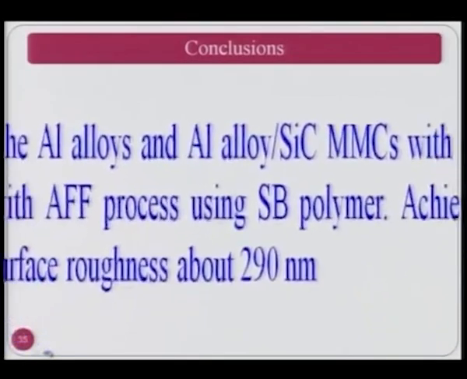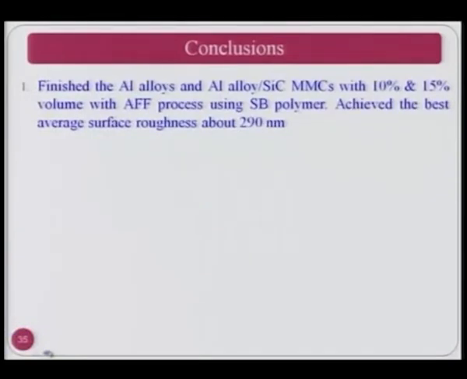Conclusions. Finished aluminum alloy and aluminum alloy silicon carbide metal matrix composites with 10% and 50% volume with the AFF process using SVR polymer. The results have been presented in this talk and achieved the best average surface roughness value as 290 nanometer.